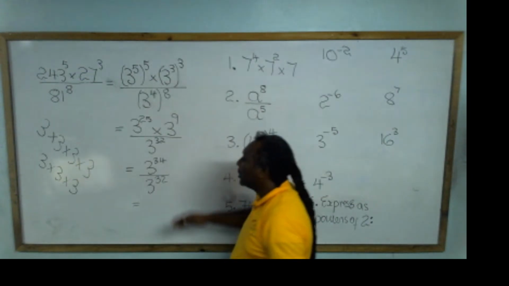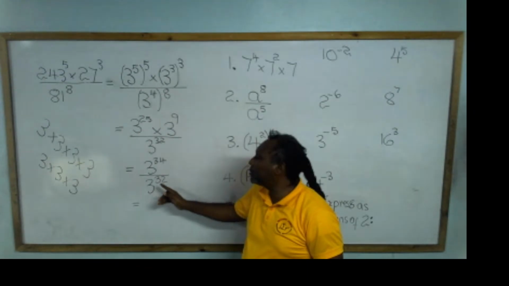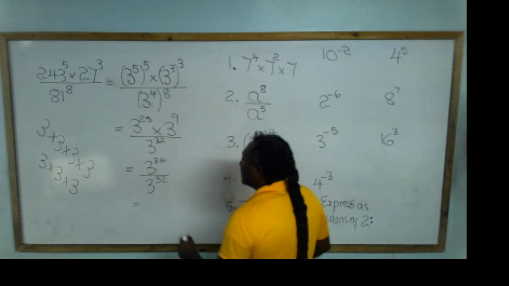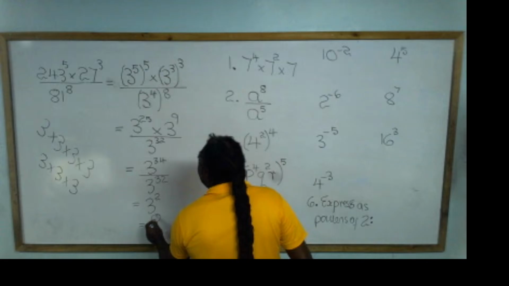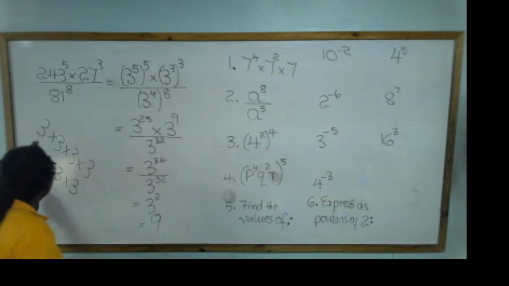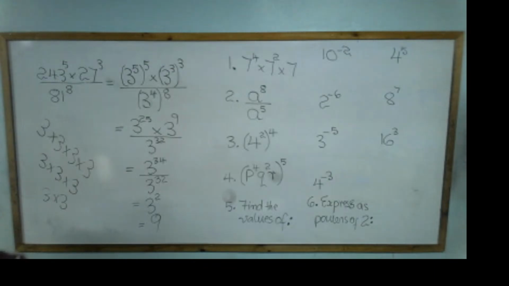When you are dividing numbers and they have the same base, you subtract the index of the divisor from the index of the dividend. When you subtract, you'll get 2. And 3 to the power of 2 is 9. Why? Because 9 is merely 3 times 3. 2 occurrences of 3 will multiply to give 9. Of course, 3 to the power of 2 is equal to 9.